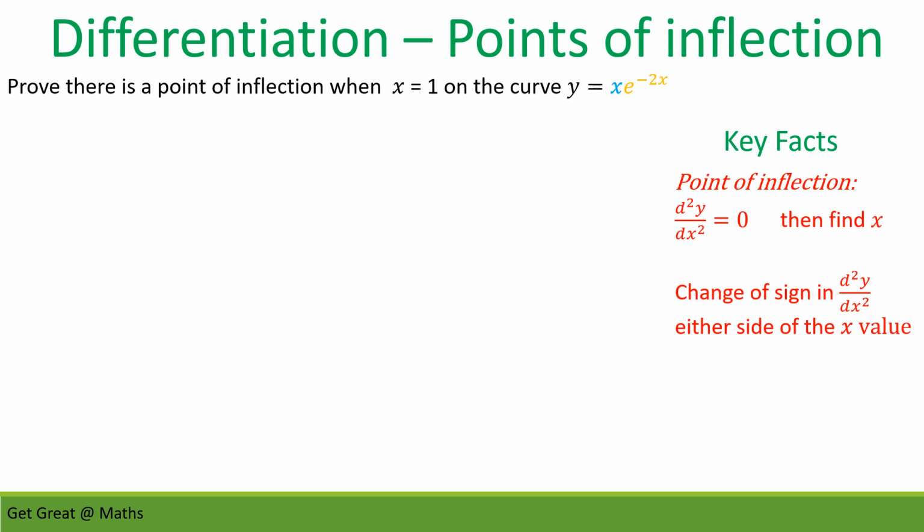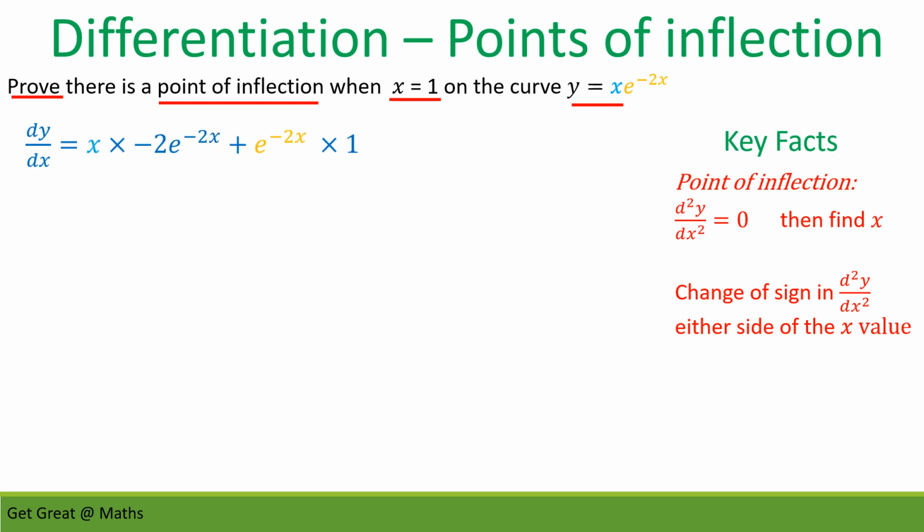Now we're going to look at an example, and we're going to be using the key facts that we've just looked at, where d2y by dx squared equals 0. We're then going to find x. We're then going to look at the change in sign in d2y by dx squared either side of that x value to prove that you have got a point of inflection. So the key words in this question are prove, point of inflection, x equals 1, and y equals x e to the minus 2x. So we're going to have a go at solving this question.